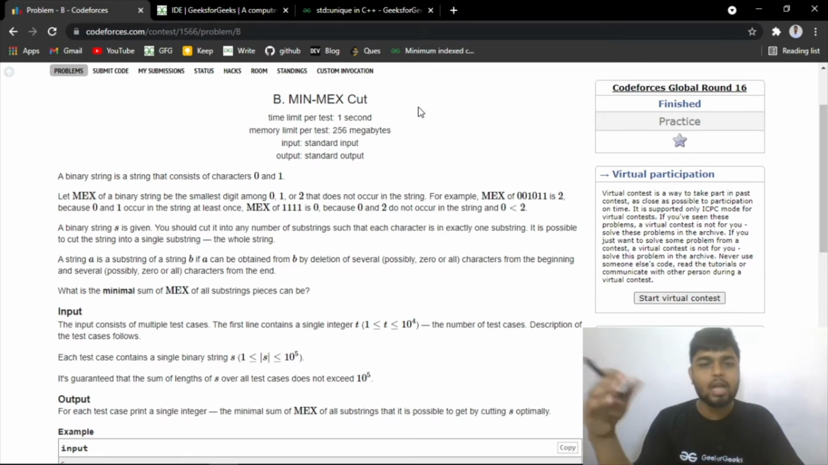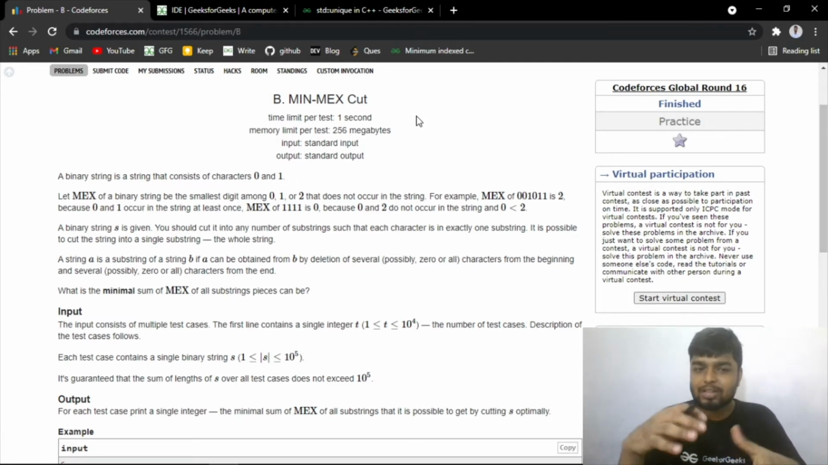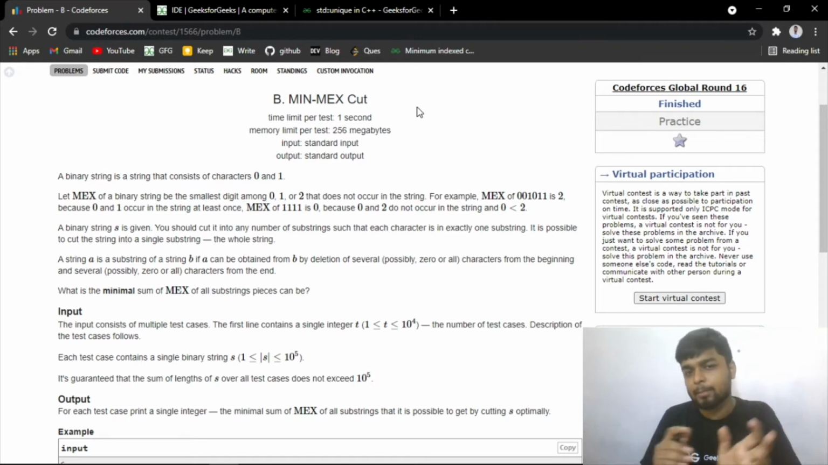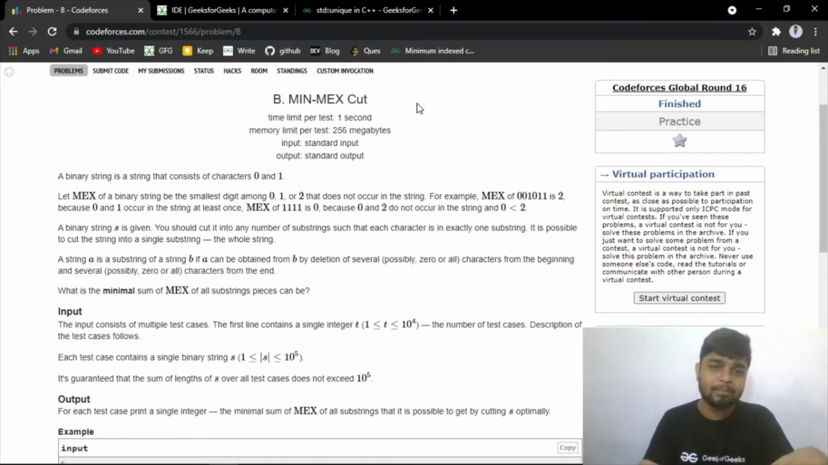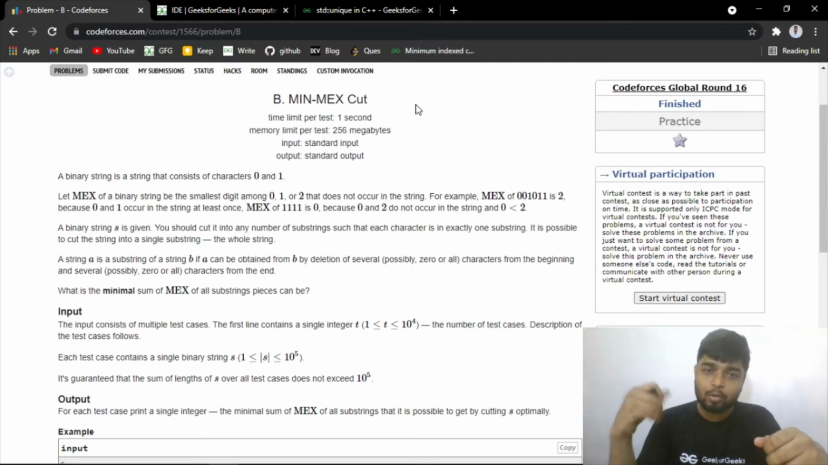Let's suppose that you had been given 0, 1 and 3. Then in that case the mex would have been 2, because 2 was the smallest non-negative number that did not exist among the given numbers. So in this way, if a particular string has a certain number of zeros and a certain number of ones, then for that binary string the mex would be 2. And if all the characters are 0, then the mex would be 1. If it has only ones, then the mex will be 0, right?